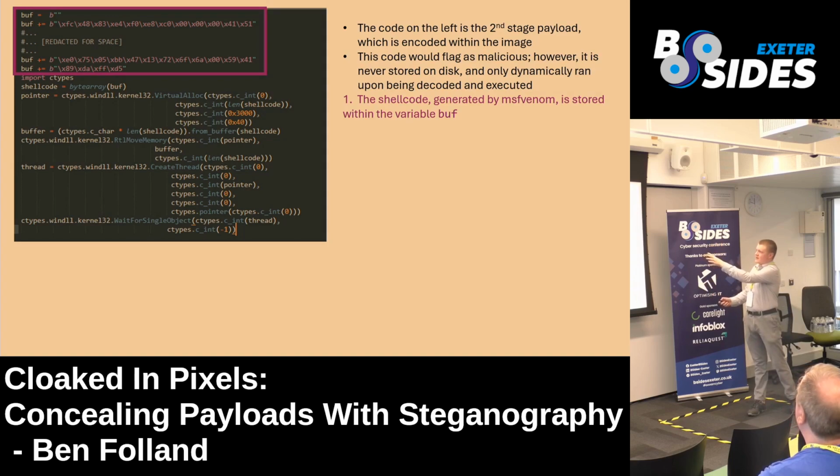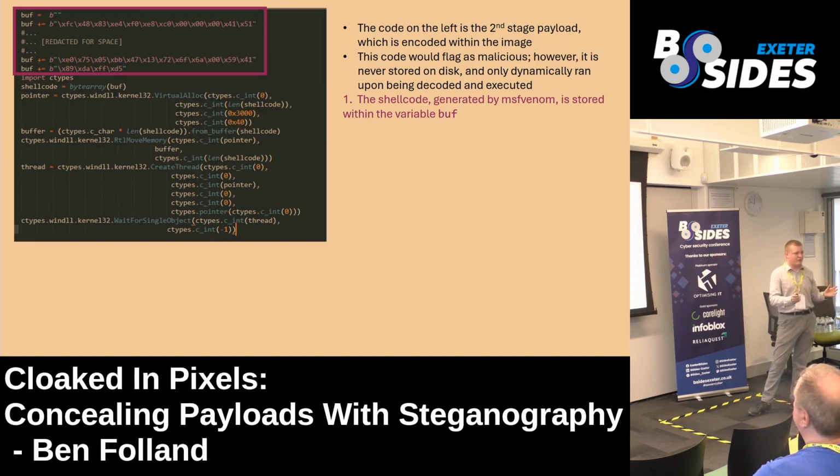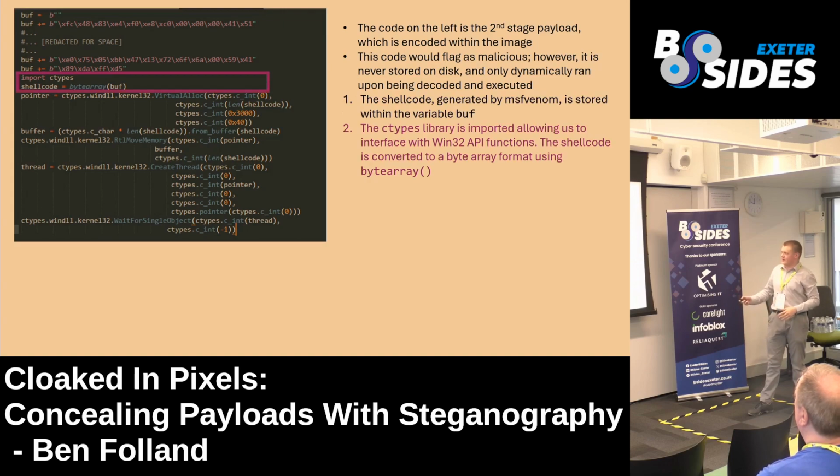We've got these first lines here, the buff variable is created, and then we add a load of hexadecimal characters. This is shellcode generated by MSFVenom. This is machine code, which is just going to be loaded straight into memory. It can't be read. And the next lines down set this up.